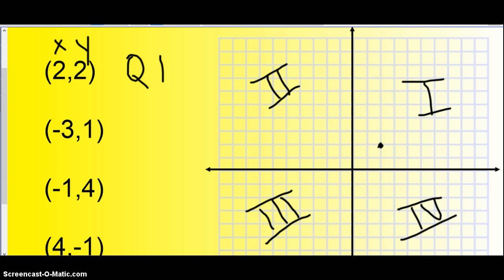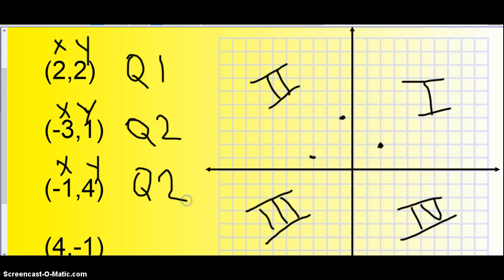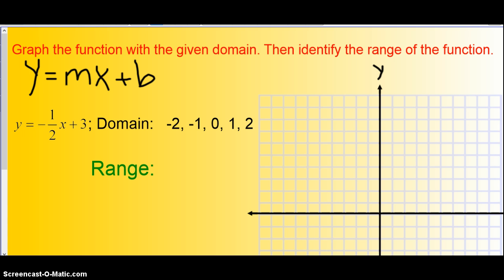-3, 1 would be located here in quadrant 2. Your x is equal to -3, y is equal to 1, and that is located in quadrant 2. -1, 4 is right about there, where x is equal to -1, y is equal to 4, that is also in quadrant 2, and 4, -1, located there, where x is equal to 4, y is equal to -1, and that is in quadrant 4. So just a couple of descriptors and reminders about quadrants and coordinate points.